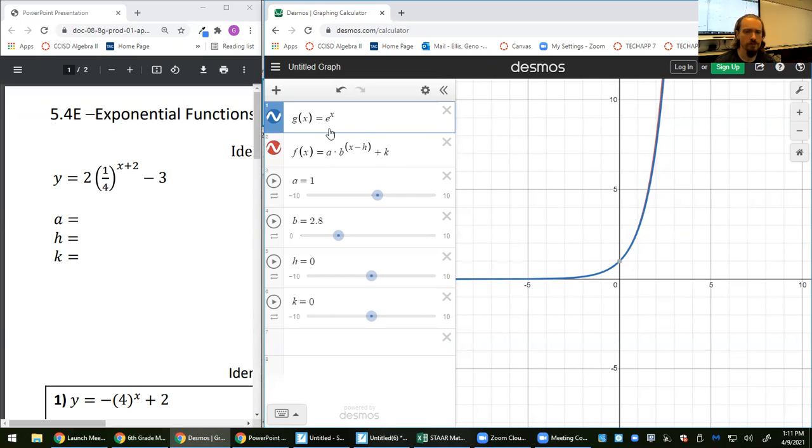So this top one is actually the parent function for all exponential functions. And I know you don't really know what e is at this point, but I'll tell you, it's just a number. It's 2.71. It's irrational. It's kind of like pi. It goes on forever and has practical applications in math that you learn about later on. But all you need to know is that f of x, g of x, whatever letter you put, equals e to the x is the parent function for exponential functions.